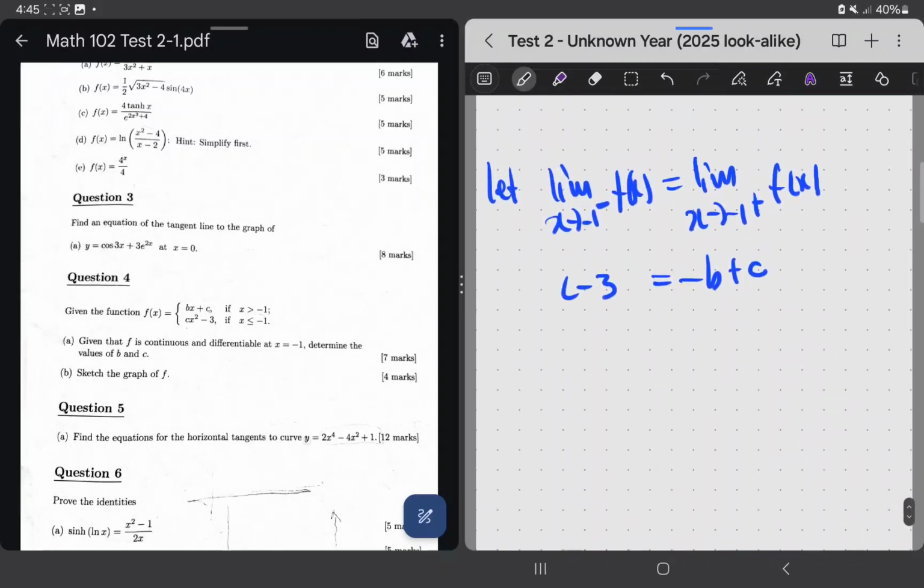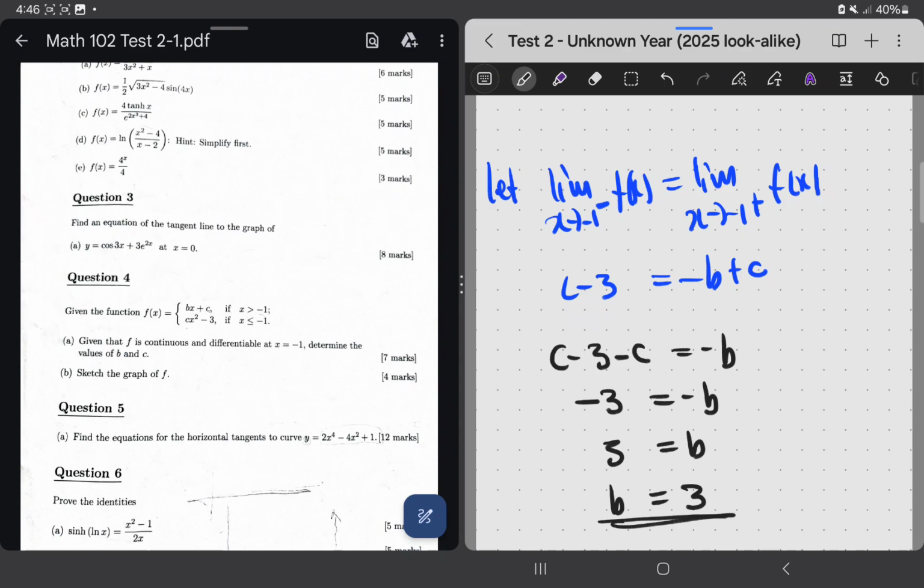From here, we can have c come to this side. We have c minus 3, then minus c, equal to negative b. The c and minus c cancel. We have minus 3 equal to negative b. If we divide by negative on both sides, we have 3 equal to b. So b is equal to 3, and here is our final solution for b.